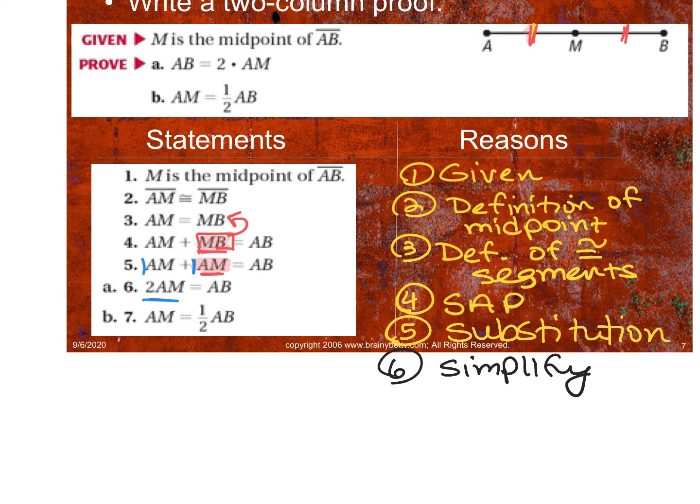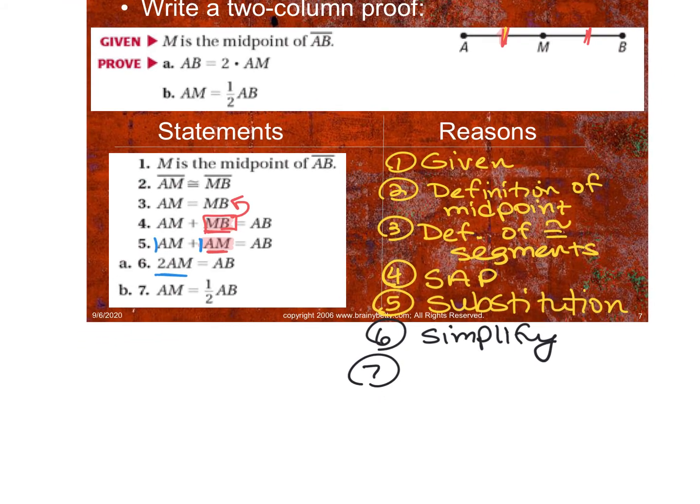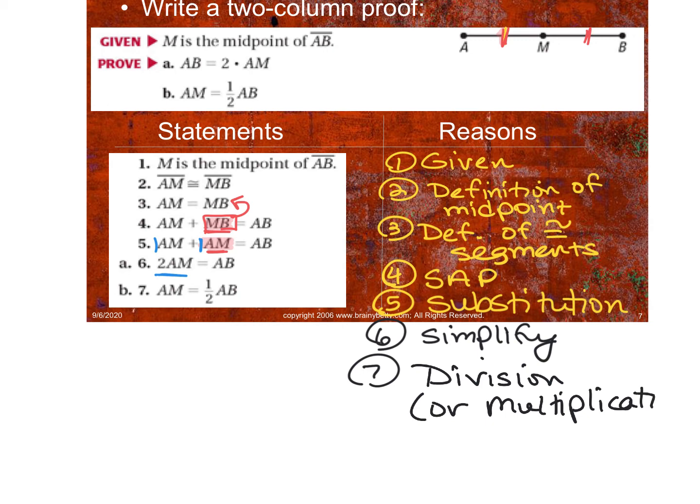And then lastly, from step 6 to 7, you can either say division, or if you want to think of it as multiply by the reciprocal, I would accept either answer there. Because what they did was divide both sides by 2, and that's how they got AM equals 1/2 AB. So you could either say division here, or I would also accept multiplication, because when you divide fractions, you multiply by the reciprocal. And these would be property of equality, but again, you don't need to add that if you don't want to.